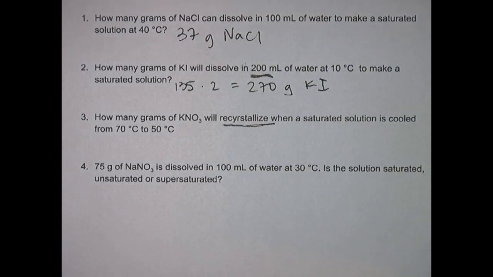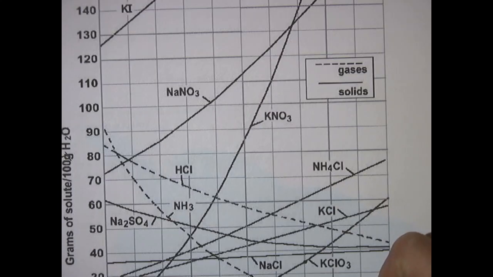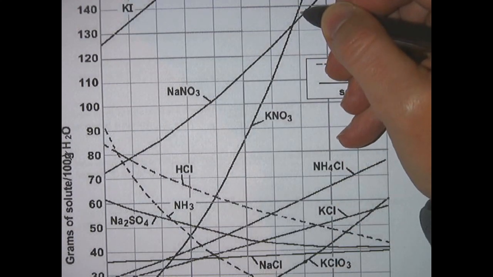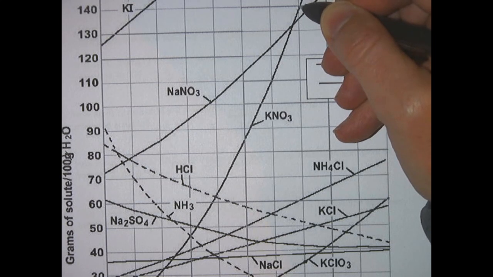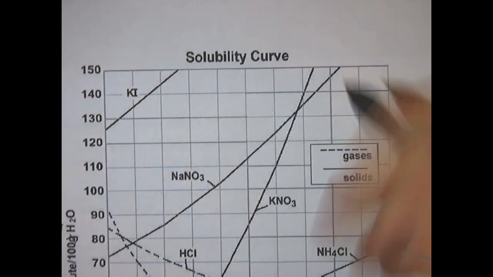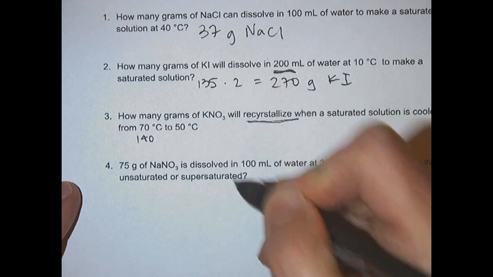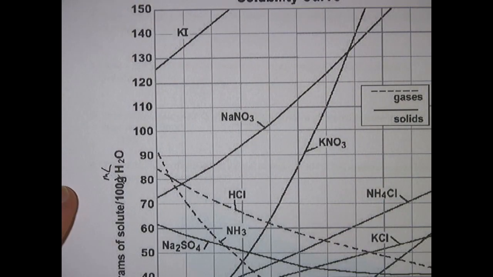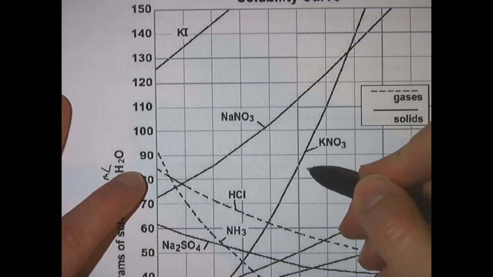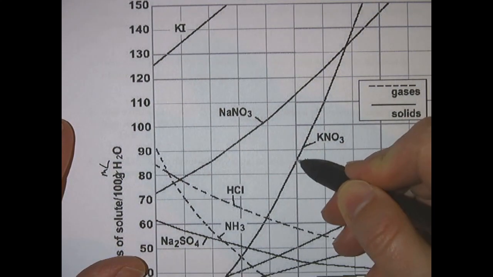So let's see, for KNO3 at 70, here's KNO3 in the middle, and if you follow the 70 up, KNO3 is pretty close. Let's just say for our purposes, let's call it 140. It makes our lives a little bit easier. So if it's saturated at 70, it has 140 grams of KNO3 in it, but it's going to cool down to 50. So let's follow the line down to 50. At 50, KNO3 has about 85. You can see there at 50, follow it up to KNO3. It looks like it's about 85 grams.